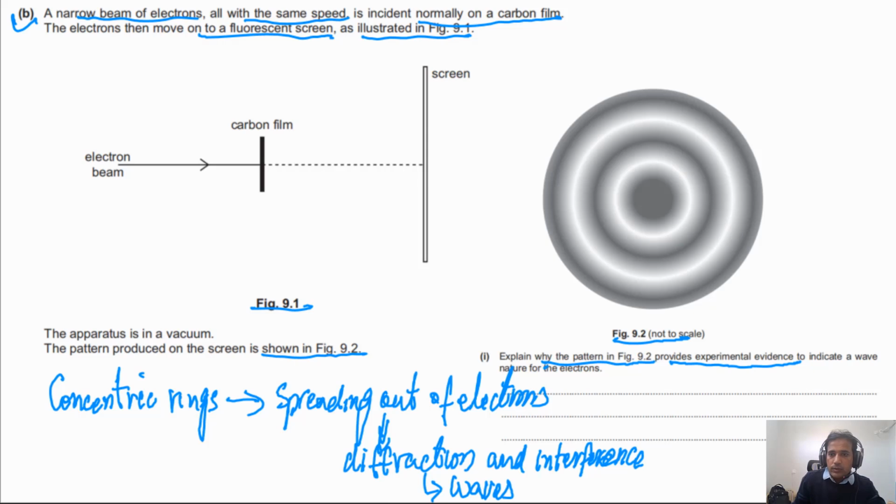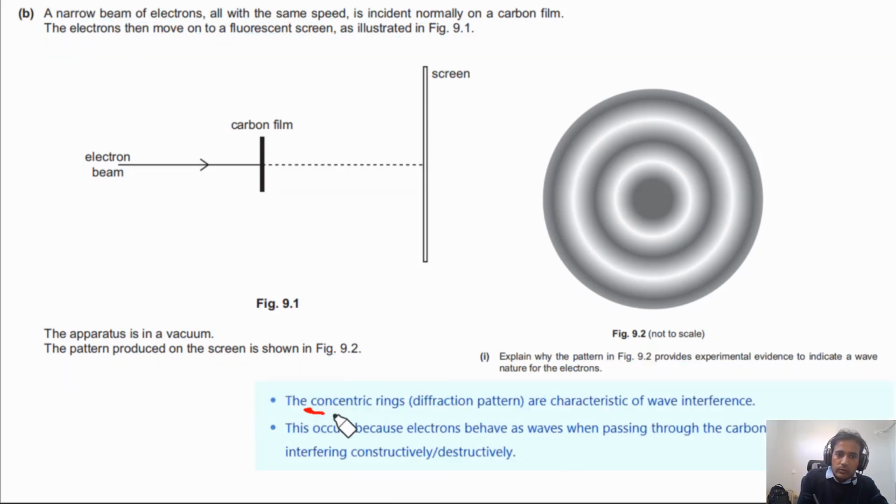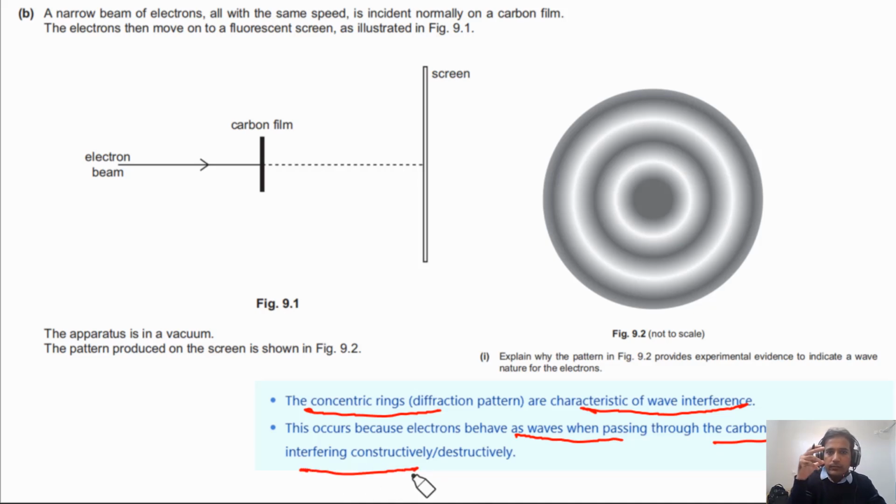If you understand these points, now let me show you how you can write down the answer. We can say, first of all, concentric rings are characteristics of wave interference. This occurs because electrons behave as waves when passing through the carbon film, diffracting and interfering constructively and destructively. So this is how you can answer, and this question has 2 marks.